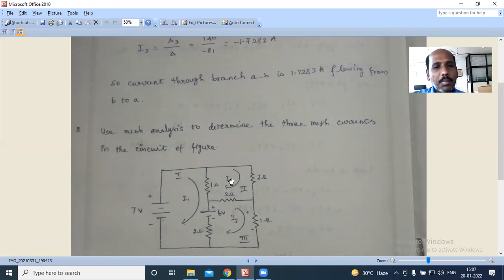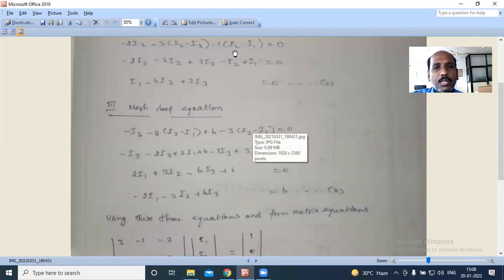I1 and I2. This time I'm writing the equation with respect to mesh 2. I need the voltage drop due to the second mesh current. I into R I am going to write. R I am writing minus 1 into I. I is what? I2 minus I1. I need the drop due to I2, so subtract the drop due to I1. Only due to I2, what is the drop? Just you write. So here minus 1 into I2 minus I1. This one is minus 1 into I2 minus I1.